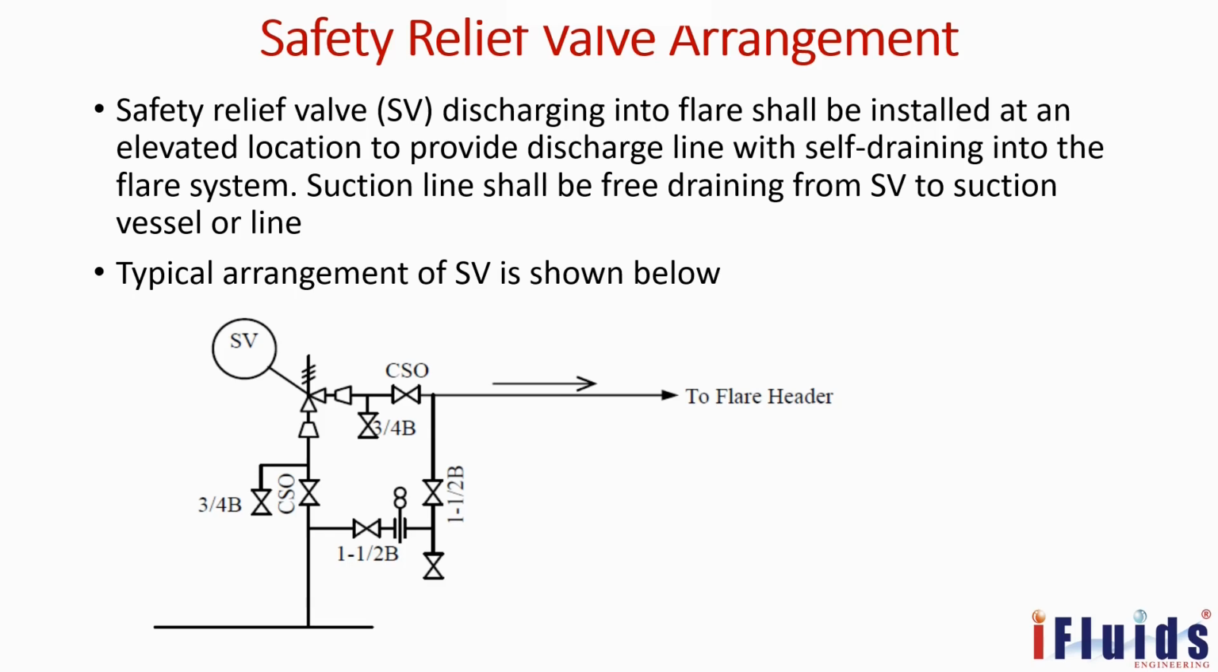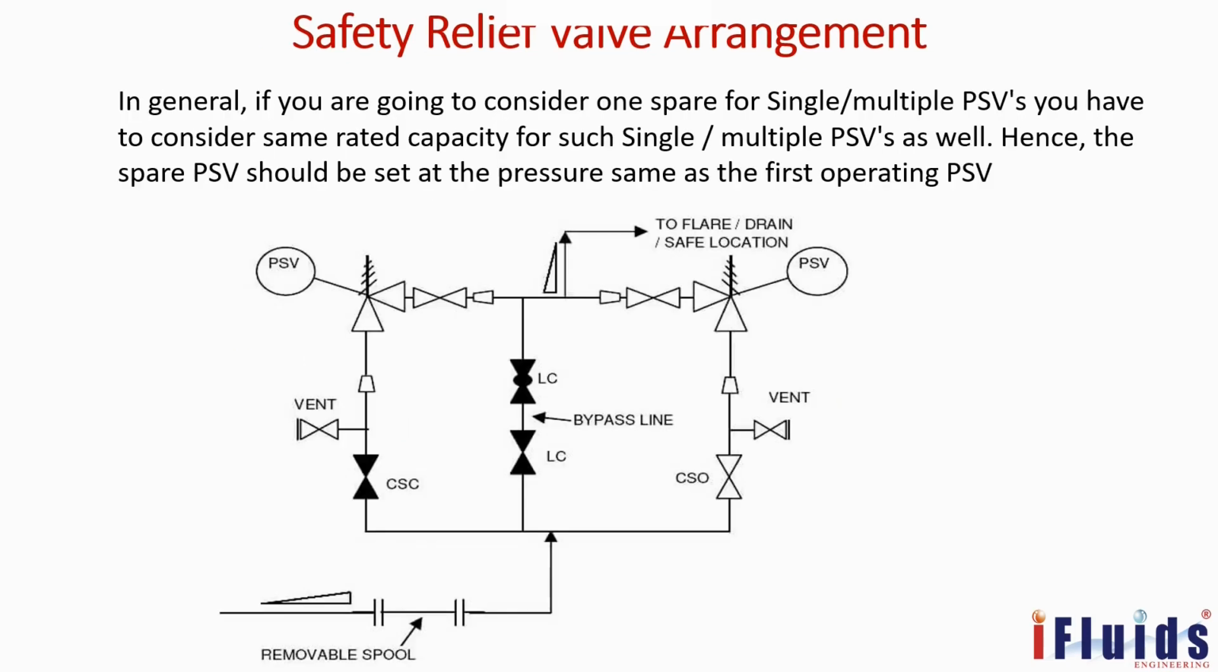If it is a bypass line, there should be one spectacle blind and two isolation valves. That should be in closed condition only, always in the closed condition. When we are taking this SV for maintenance or something, at that time it will be open. Now we are seeing the double valve arrangement, the double safety valve arrangement. One valve is in the line, another is on standby.